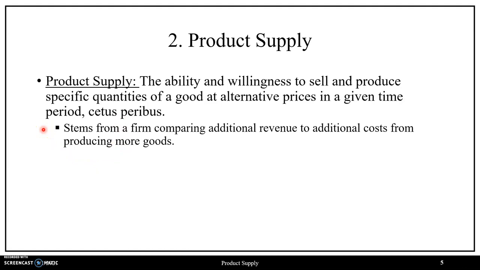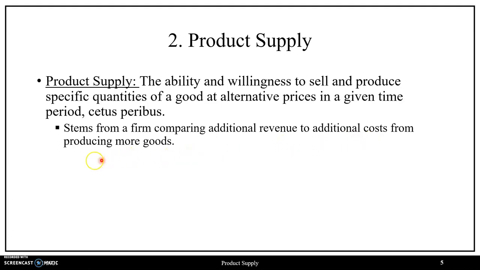where the intuition behind product supply is that firms make a comparison much like consumers did with respect to product demand, where consumers compared additional satisfaction to the price of a good. Firms will compare additional revenue from producing more of a good or service to additional costs from producing more of a good or service, where revenue is going to be money flowing into a company and costs are going to be money flowing out of a company, where the difference between revenue and costs is going to give us profits.